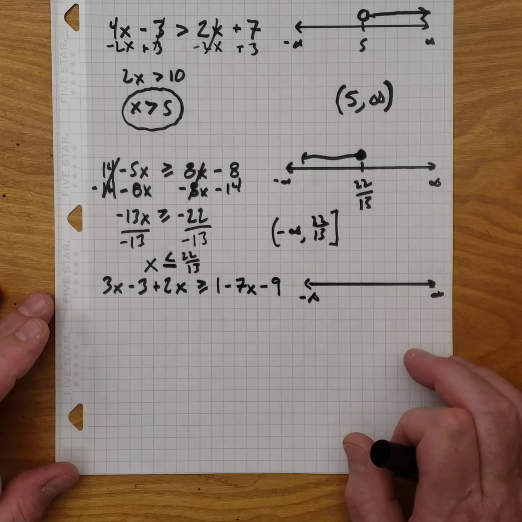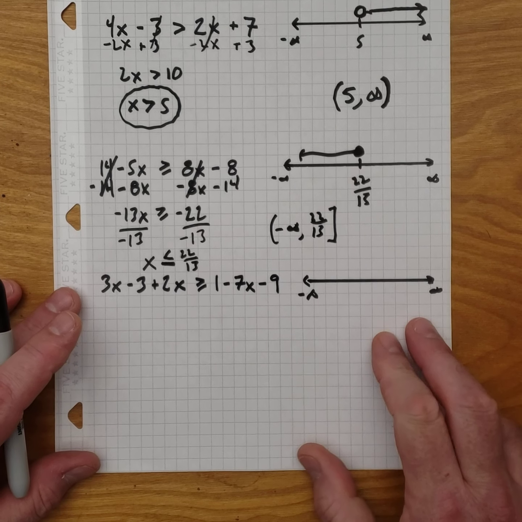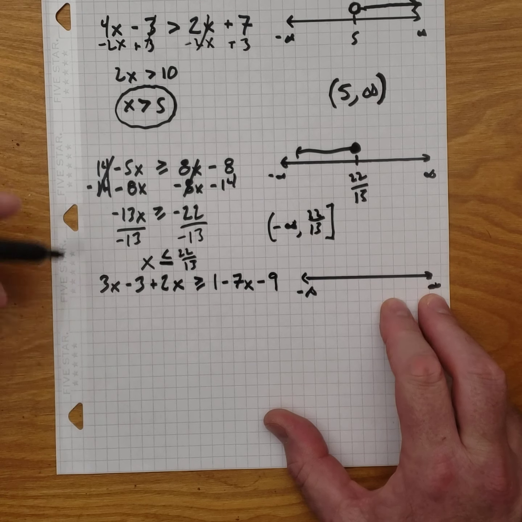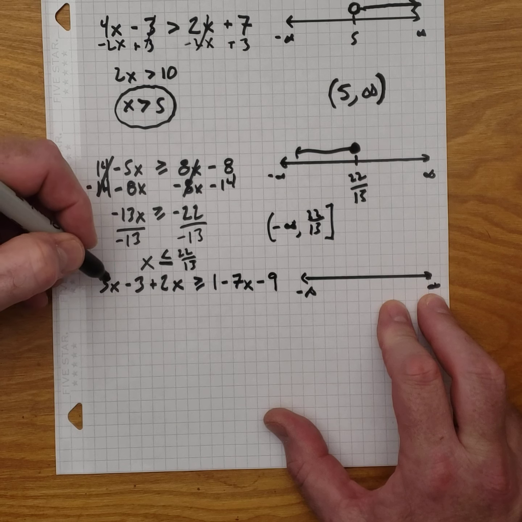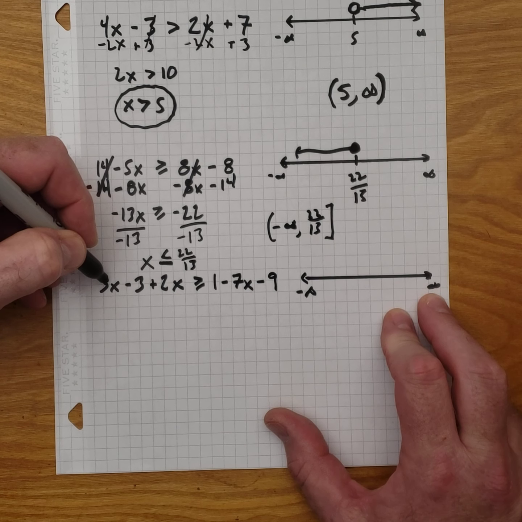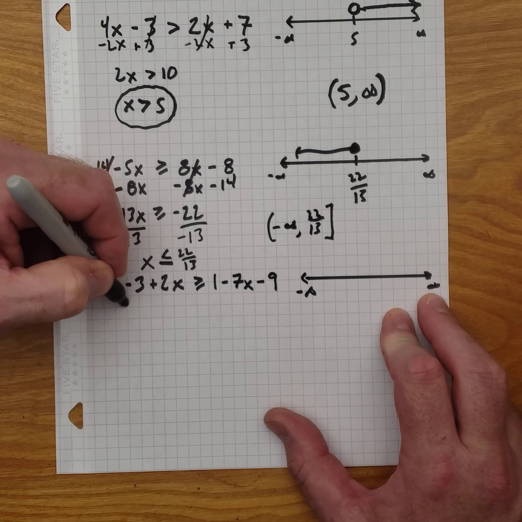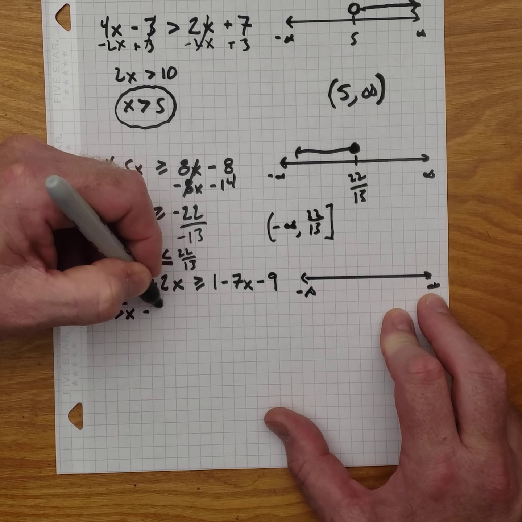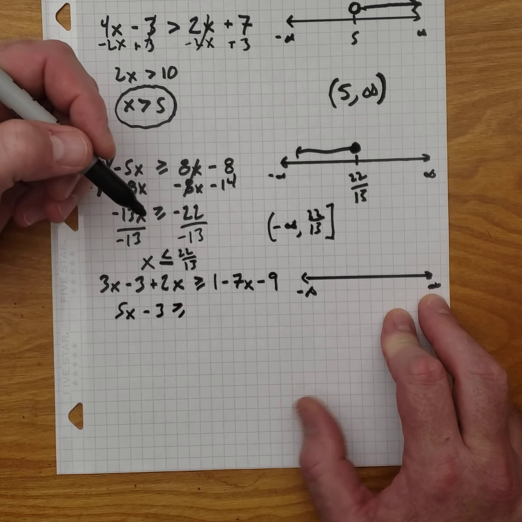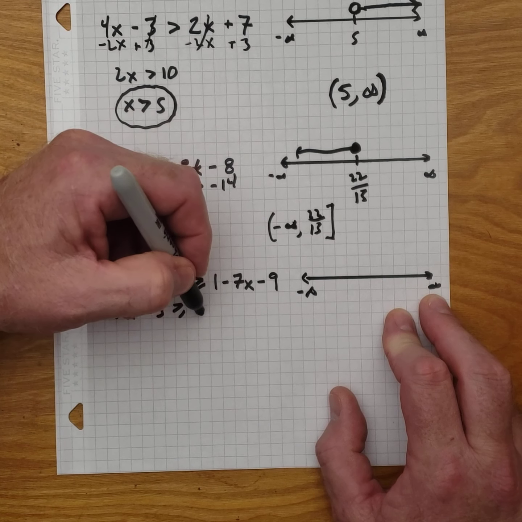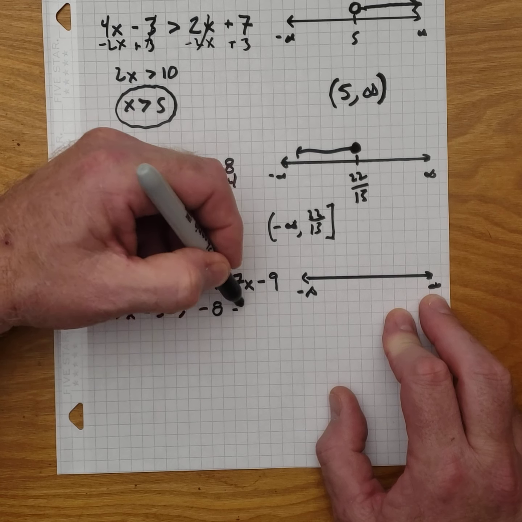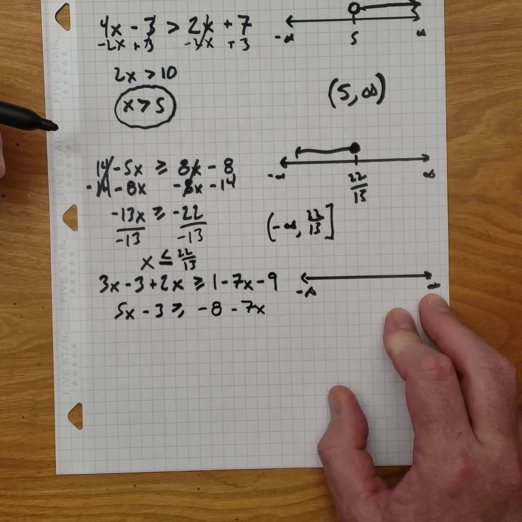Okay, here we start out with one that's a little bit uglier. We want to do what we did before, which is combine like terms to make this a little simpler before we start the solving. 3x plus 2x is 5x. Minus 3 is greater than or equal to 1 minus 9, which is negative 8, minus 7x.